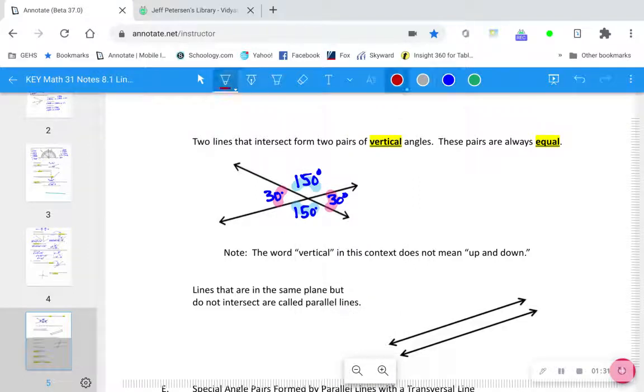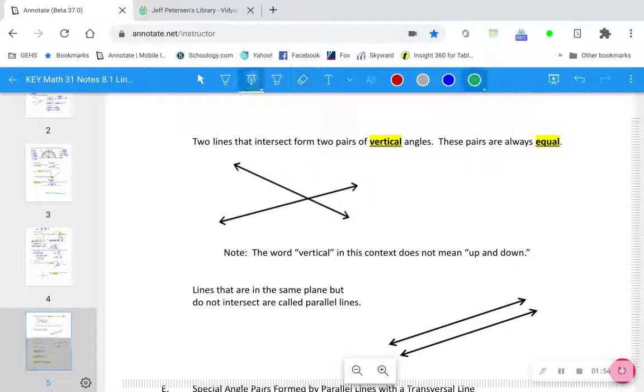We have the 30s that are across from each other. I didn't mean for that to be quite that bold. And then we have the 150s that are across from each other, and vertical angles are always equal. They come in two separate pairs. The 30s are equal and the 150s are equal. Now let me explain the logic of it, and this might make some sense.